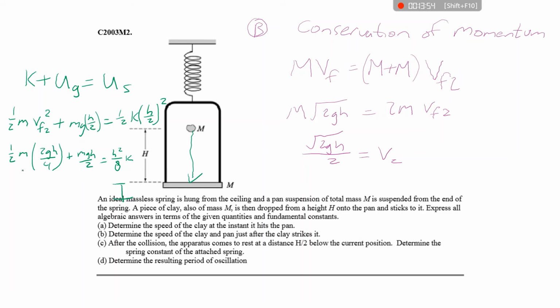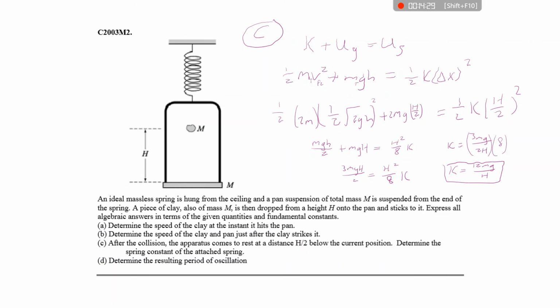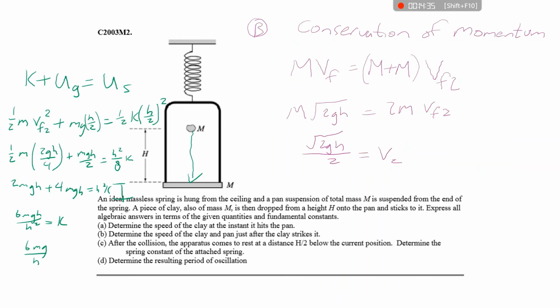So I've got 6mgh over h squared equals k. And then one h will cancel. So 6mg over h I've got. Do the same thing? Oh, D? So I've got 12. Hold on, that means I messed up something.